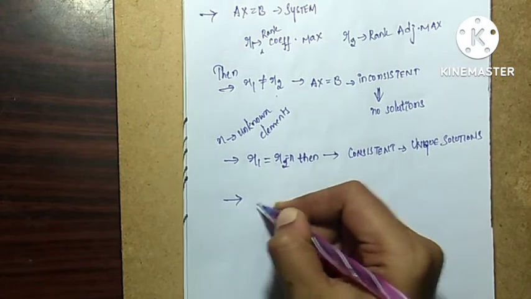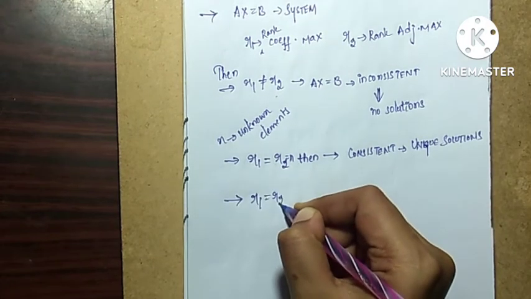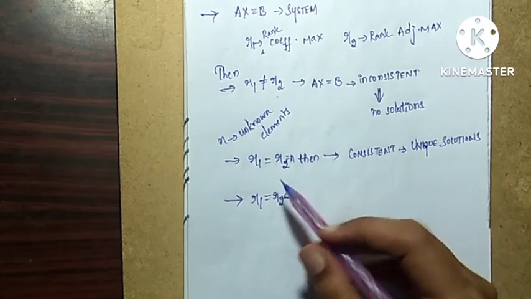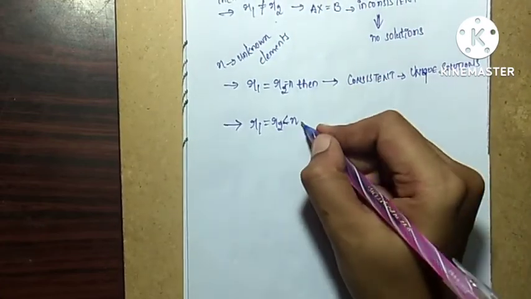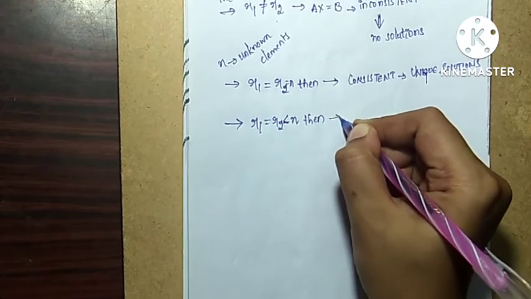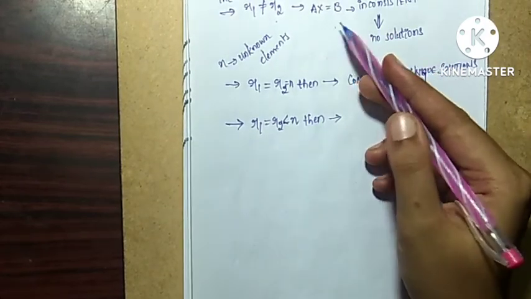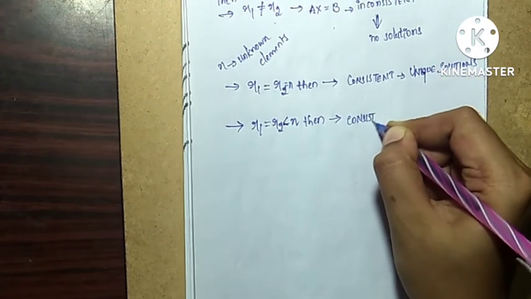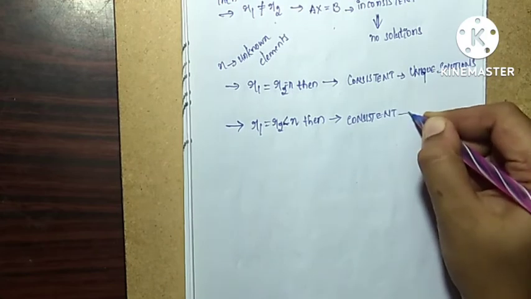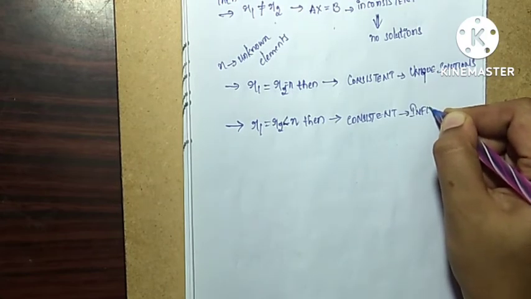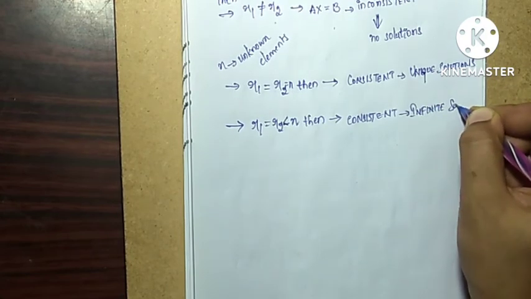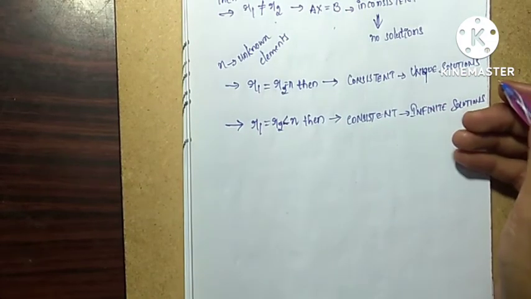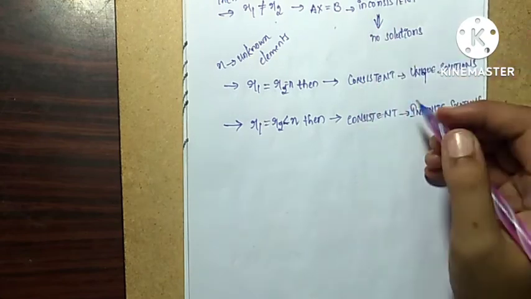Next, another condition is R1 equals R2, but it is less than small n, the number of unknowns. Then AX equals B becomes consistent and has infinite solutions. Okay, these are the most important formulas in matrices.